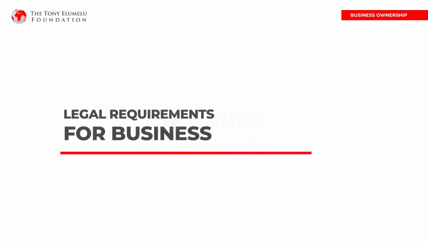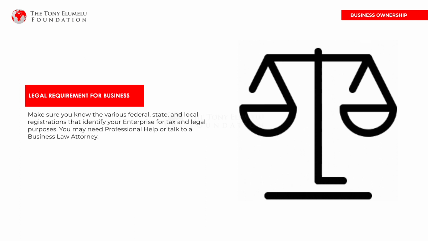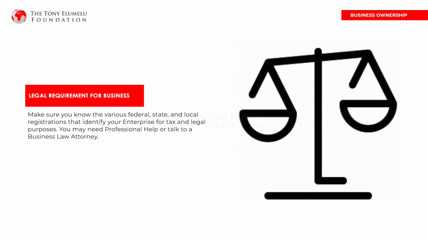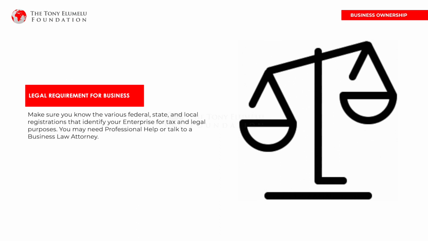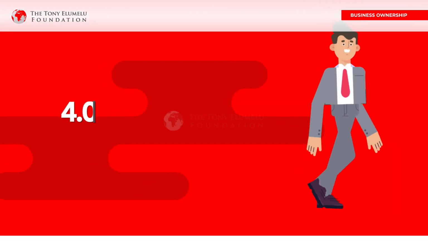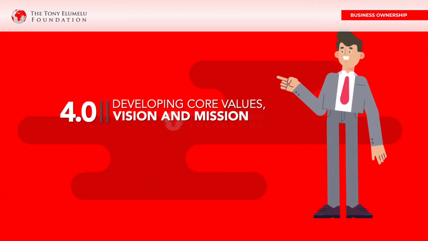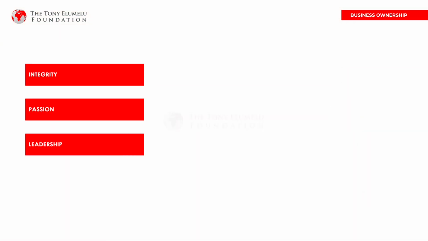Legal requirements for business. Make sure you know the various federal, state, and local registrations that identify your enterprise for tax and legal purposes. You may need professional help or talk to a business law attorney. Developing core values, vision, and mission. Your core values can include integrity, passion, leadership, teamwork.